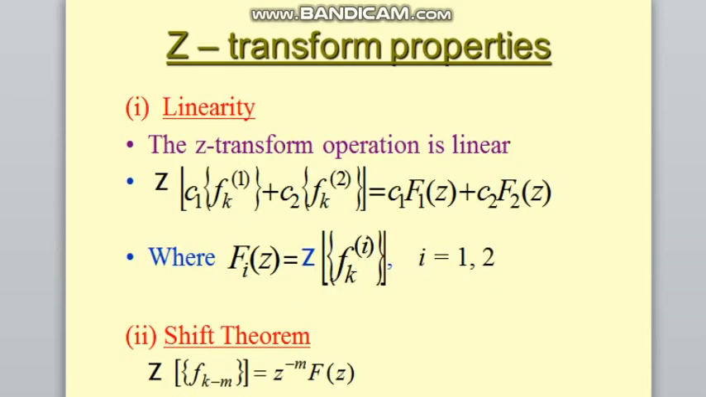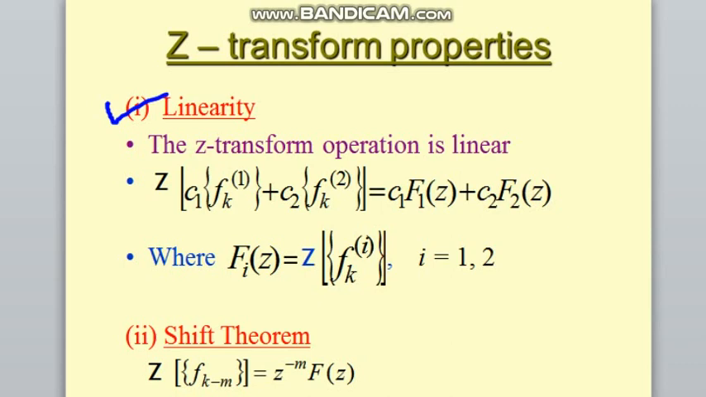Now you can see the Z transform properties. It is very important for your examinations to know what kind of properties the Z transform holds. First of all, the linearity property. The Z transform operation is linear. Linear means the linearity property consists of two different properties. First is superposition and second is multiplication.